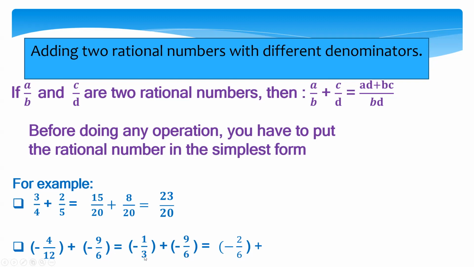They do not have the same denominator. I notice here I have 3 and 6. Can I put the two denominators as the same denominator? The same denominator will be 6. I can multiply 3 by 2, up and down, so it will be negative 2 over 6 and negative 9 over 6. The denominator will be 6, and adding negative 2 plus negative 9, the answer will be negative 11 over 6.